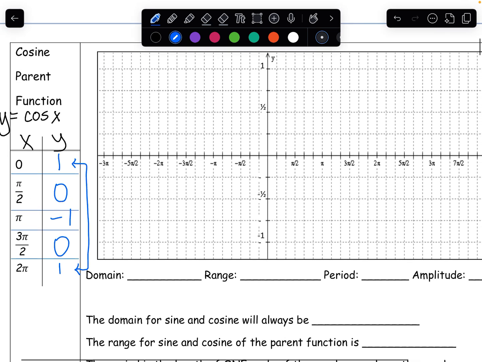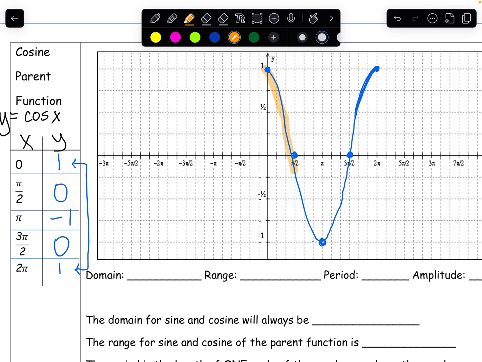So when we graph this, we're at 0, 1. Pi halves, we're at 0. Pi, we're at -1. Right here. 3 pi halves, we're back at 0. And 2 pi, we're at 1. And so our graph is going to look, it should curve a little bit. If you notice, I'm curving at the end. That is our cosine graph. And so it ends where it started. It's gone through one full cycle.